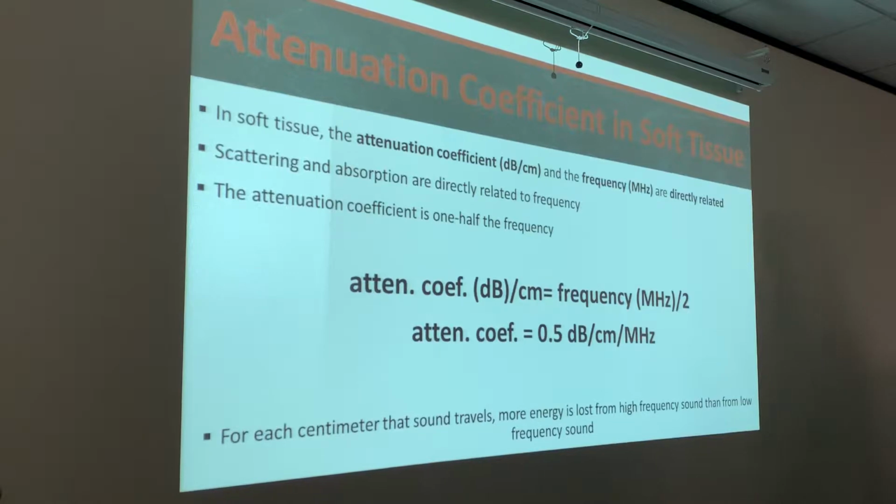We're using a 5 transducer for an abdomen in soft tissue. Our attenuation coefficient is going to be 2.5 decibels per centimeter, because it's just 1/2 of the frequency. Key words being soft tissue. So you can also express that in another way: 1/2 decibel per centimeter per megahertz. They give you both ways, but they mean the same thing, right?